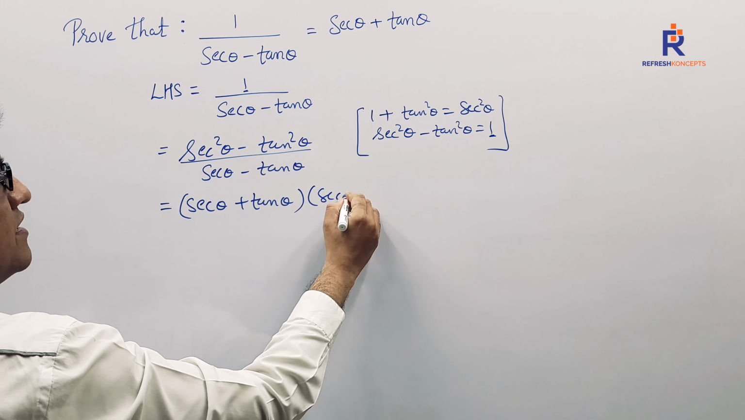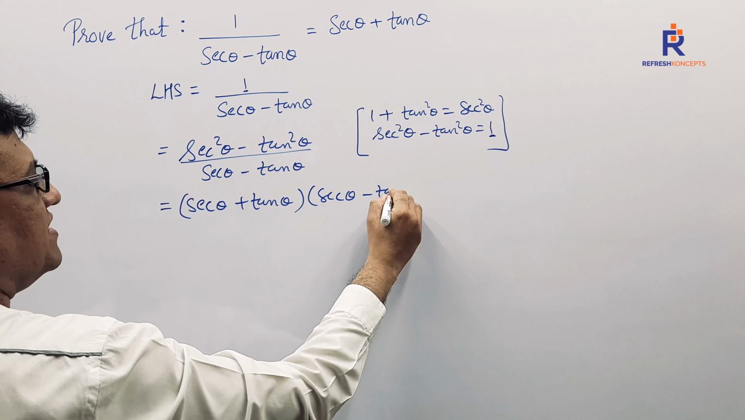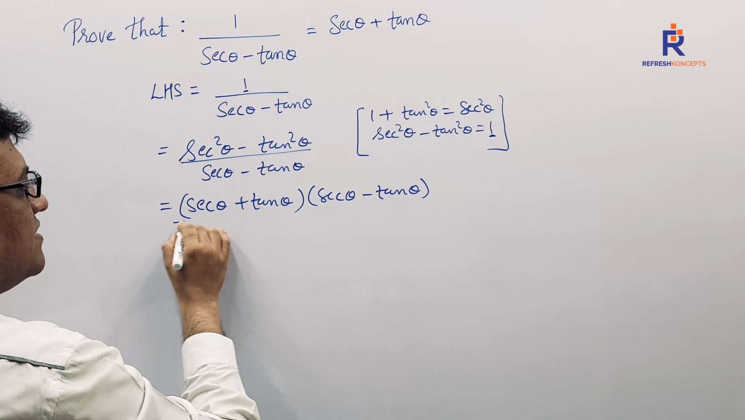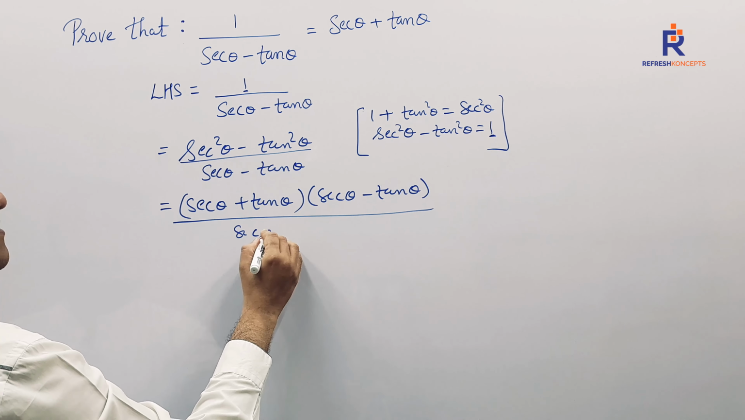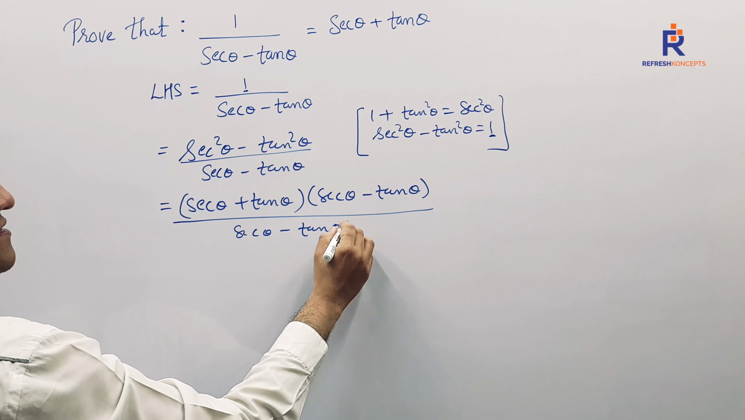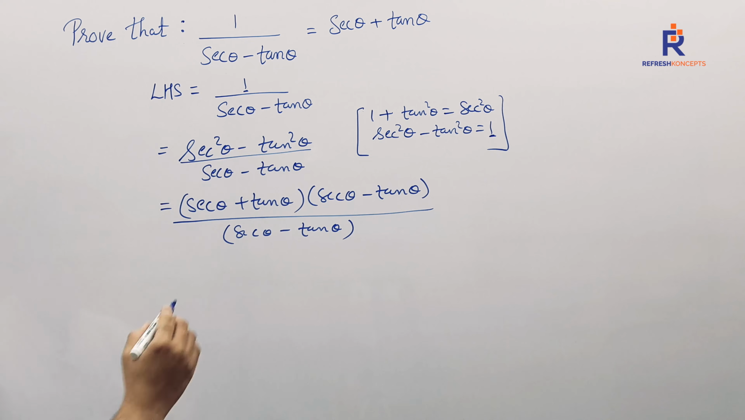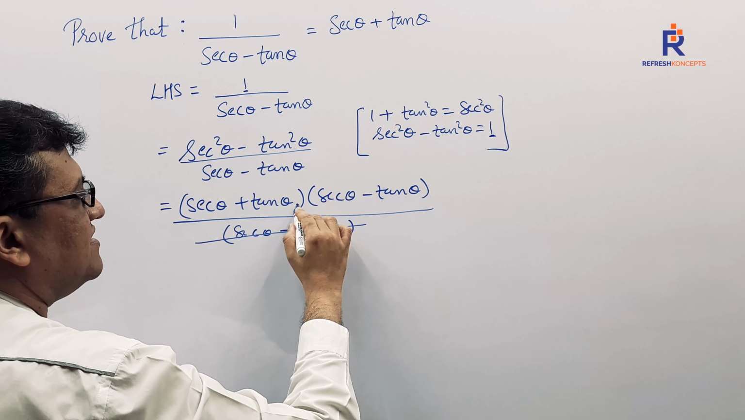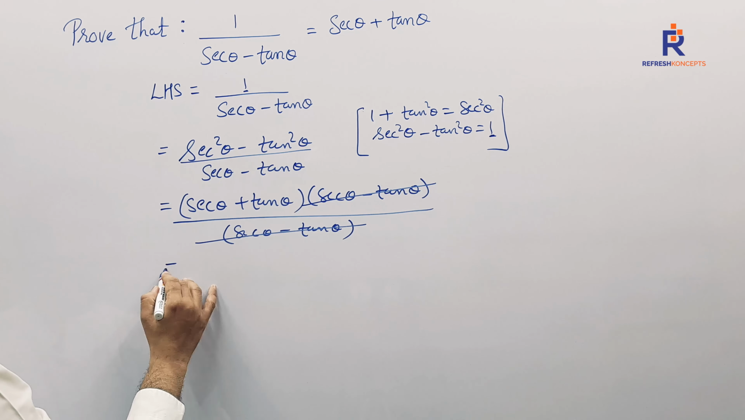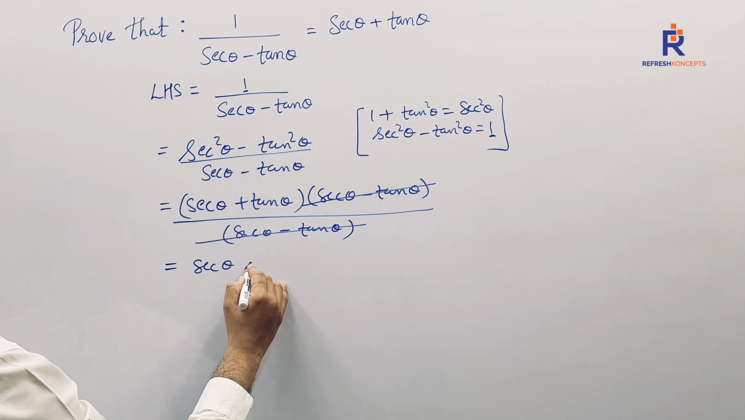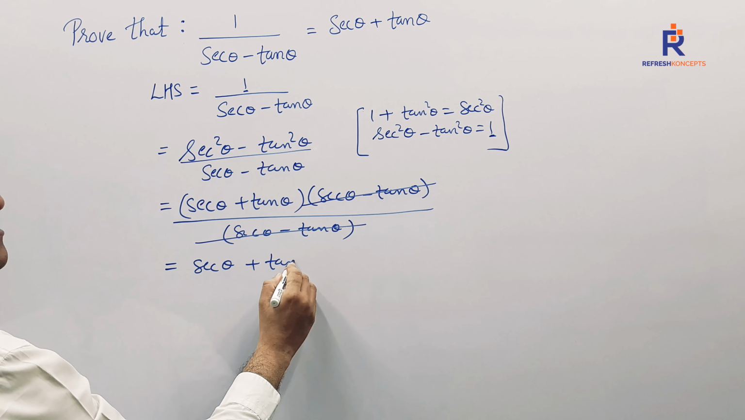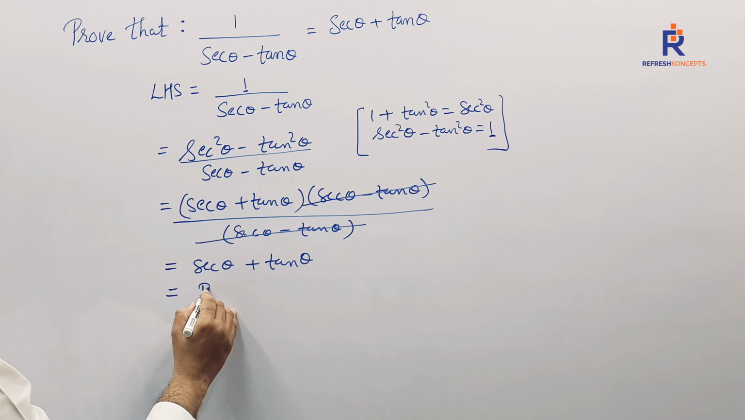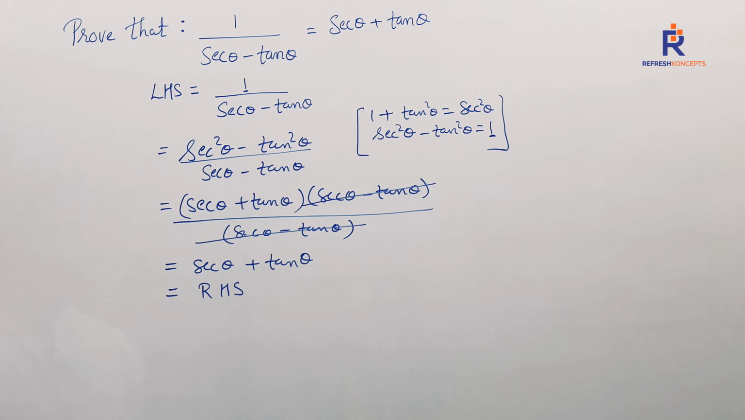a minus b, sec theta minus tan theta. Children, sec theta minus tan theta gets canceled off. What am I left with? I am left with sec theta plus tan theta, which is nothing but my RHS.